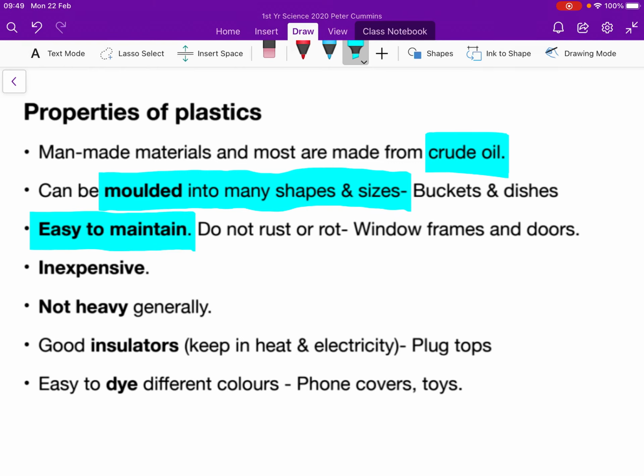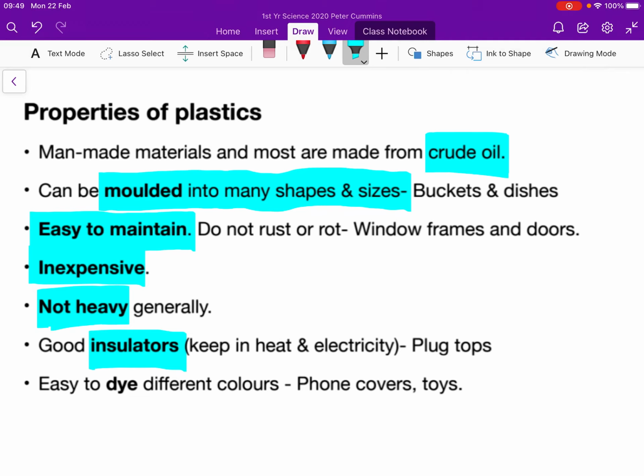Plastic is easy to maintain. You don't have to paint it, you don't have to put oil on it, and it's not going to rust on you. It's cheap, it doesn't cost you anything. It's light, not heavy. And what they're great at is that they're not good conductors, so electricity's not going to pass through them. They're brilliant for insulating.